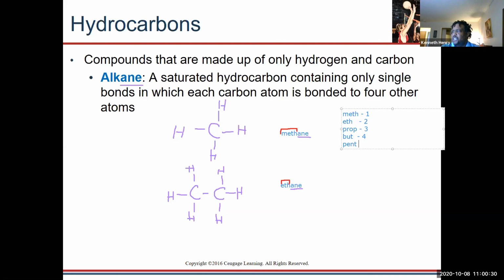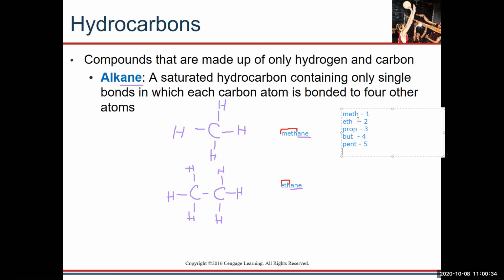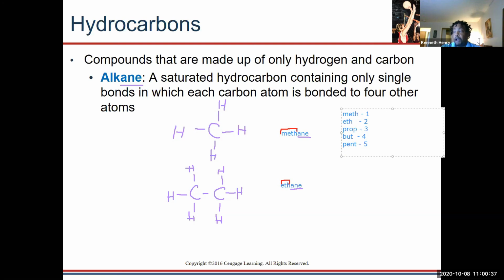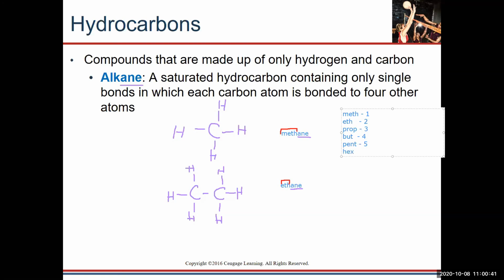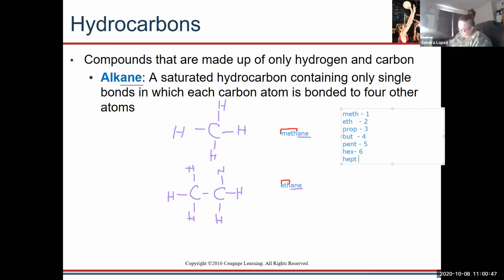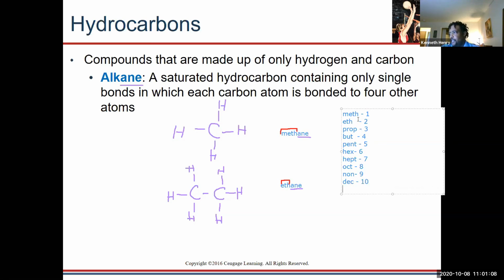Pent, what do you guys think that means? 5. What do you think the next one is going to be? 6. Hex. And 7? Hept. Most people don't know 7. Oct. Non is 9. Dec is 10. Undec is 11. Dodec is 12.